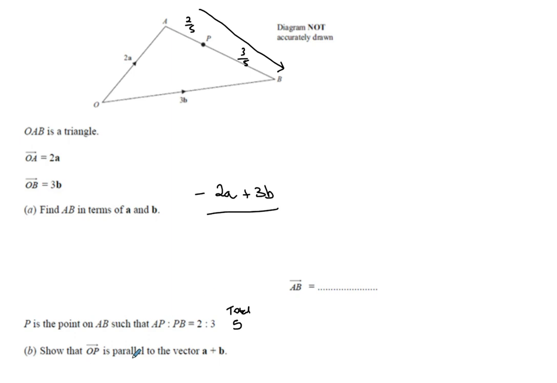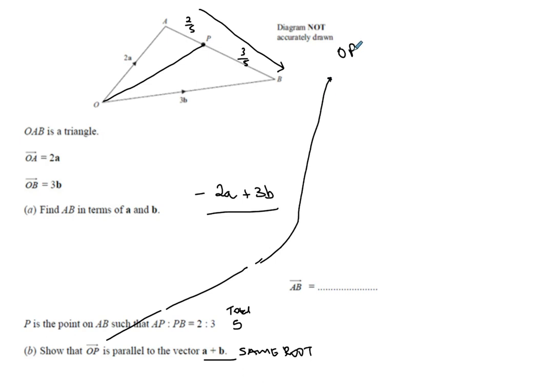Show that OP is parallel to the vector a plus b. So we have to get that same root. Alright, so OP. Which way should we go? We've got the AB and we went that way, so we're going to go that way. So OP equals, so we've got 2a, and then we're going to find 2/5 of that line. So on your side here, always have a side. We're actually going to find 2/5.